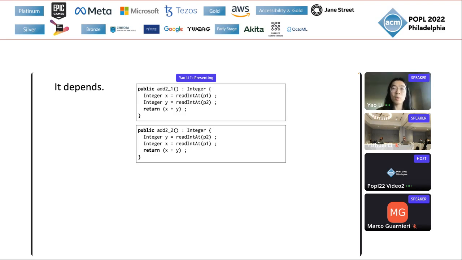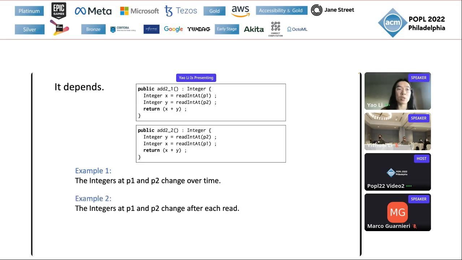But if this assumption is not true, for example, if the integers at P1 and P2 change over time, then whether we first read from P1 or first read from P2 is going to matter, because maybe during my next read, the values at these pointers would change. Another example is that if I read from P1, then the value at P2 would change. Or if I read from P2, the value at P1 would change. This is not so common in a read effect, but it would be much more common if we have some other kind of effect. So under these two examples, these two programs should not be equivalent.